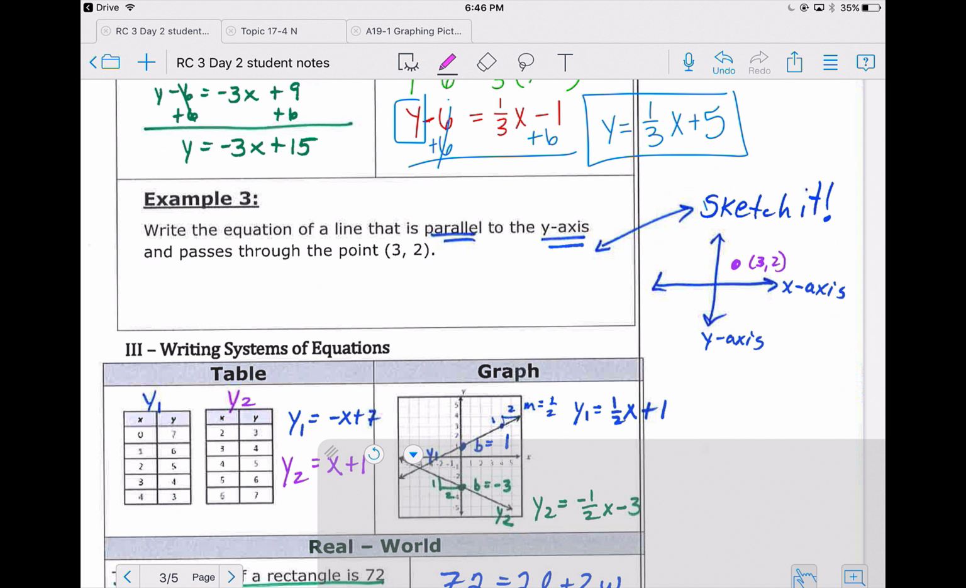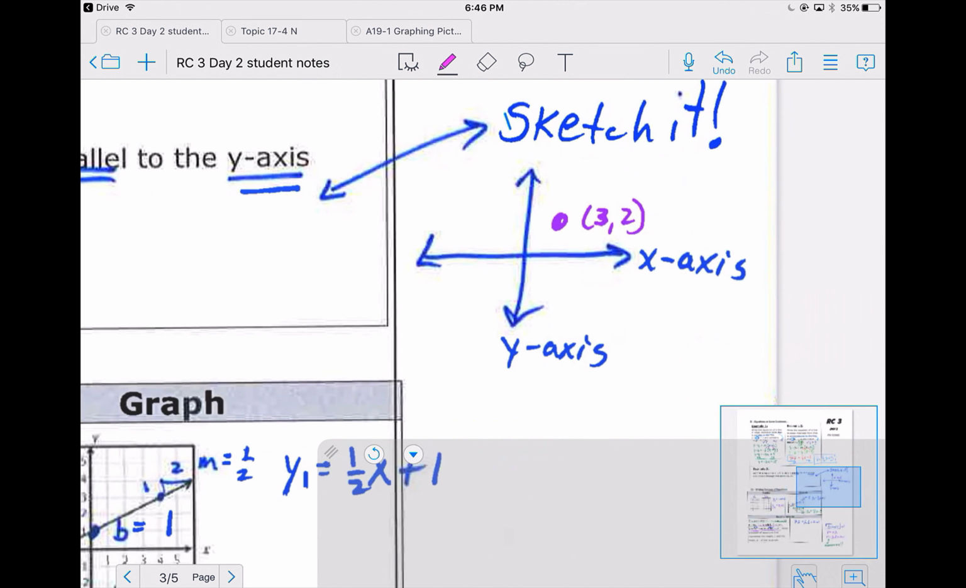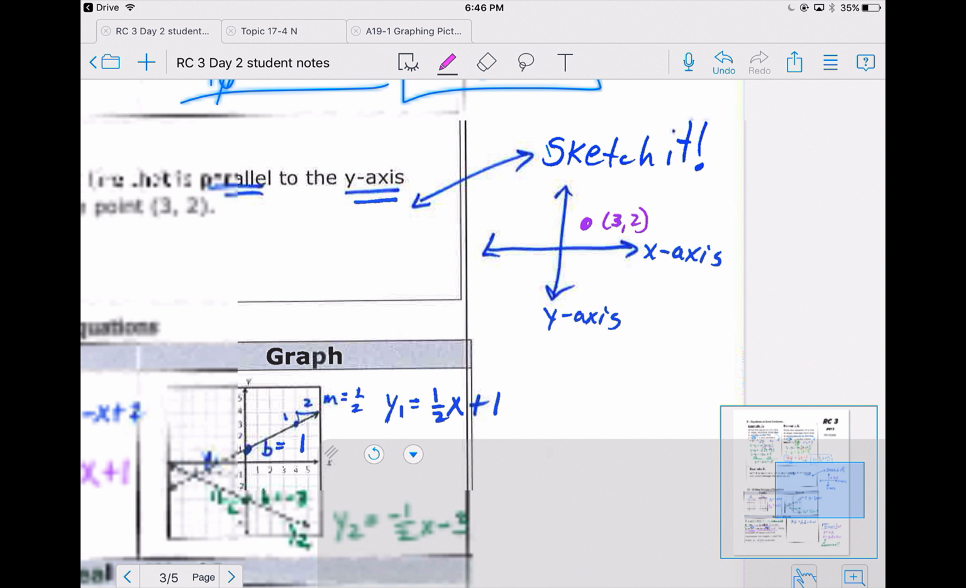You got to remember parallel means looks the same, perpendicular means crosses. That's all you really have to remember. So you draw a rough sketch. (3, 2) is somewhere to the right and up. Doesn't have to be perfect. You don't need all the ticks.